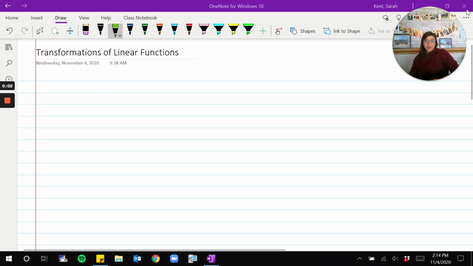All right, today we are looking at transformations of linear functions. So our title for our notes will be transformations.